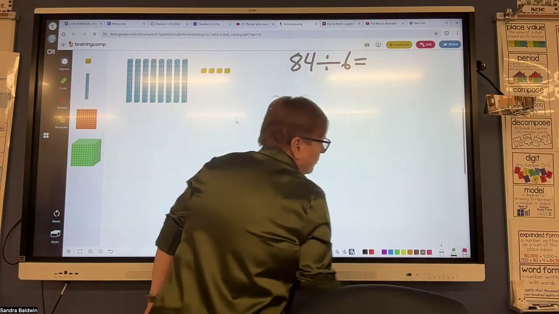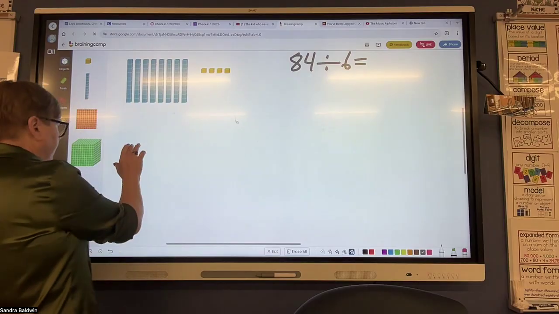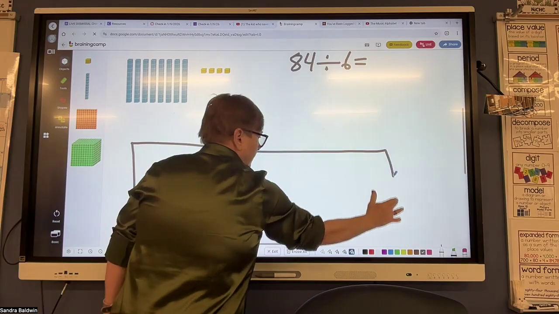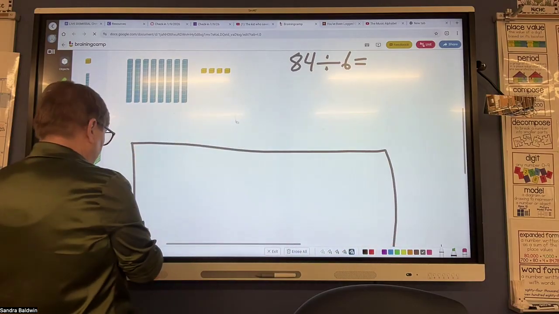All right, I am going to go ahead and make a frame with 6 spaces. I guess it wasn't so straight.